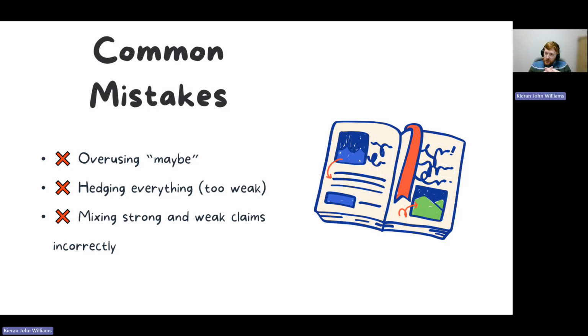So we've talked about the advantages of hedging and the reasons we should do it, but there are also some common mistakes that we need to be aware of. So one of these is that overusing simple words like maybe, maybe, maybe can make it sound informal. Another can be the idea of hedging too much, like you're not trying to say anything, you have no voice. Okay, so if you hedge too much, it can make your writing weak and unclear. And lastly, finally, be aware and be careful not to mix strong and weak claims in a confusing way. The key is to have some balance between them. Okay?